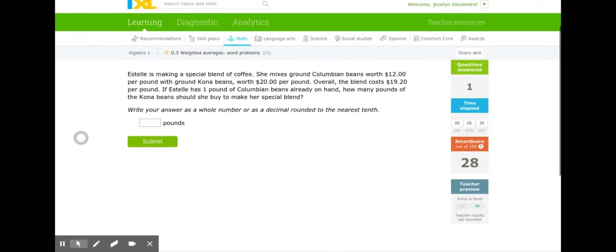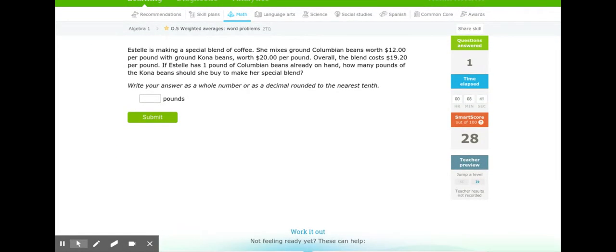All right, so let's do one more of the 0.5. This one is not percent, so it's a little different, but it's really the same process. So Estelle is making a special blend of coffee. She mixes ground Colombian beans worth $12 per pound with ground Kona beans worth $20 per pound. Overall, the blend costs $19.20 per pound.